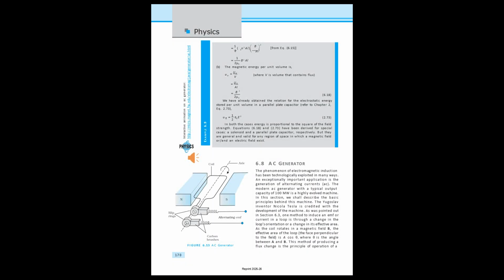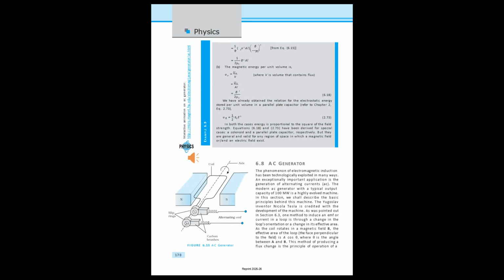AC generator. The phenomenon of electromagnetic induction has been technologically exploited in many ways. An exceptionally important application is the generation of alternating currents, AC. The modern AC generator with a typical output capacity of 100 megawatts is a highly evolved machine. In this section, we shall describe the basic principles behind this machine. The Yugoslav inventor Nikola Tesla is credited with the development of the machine.